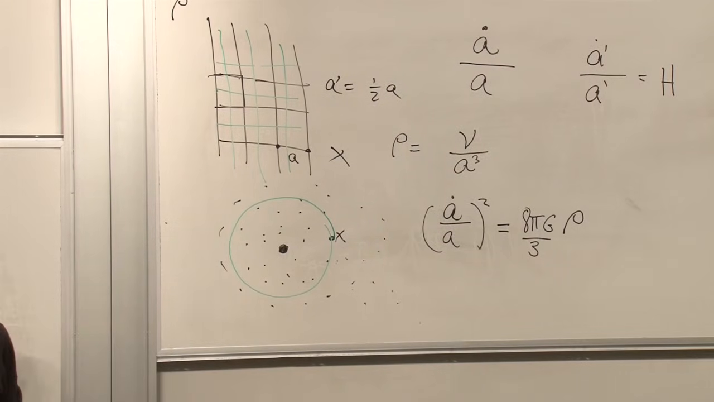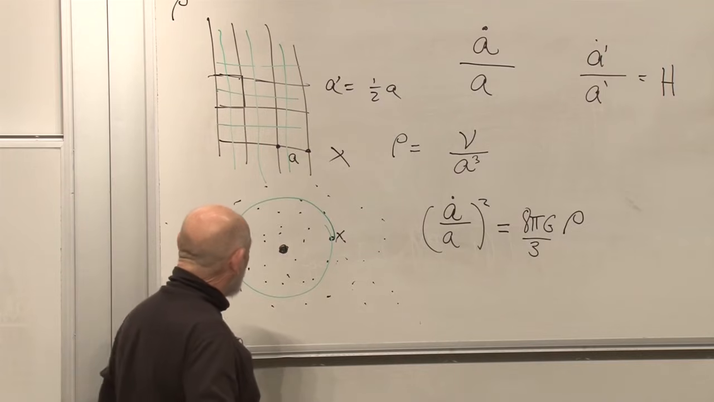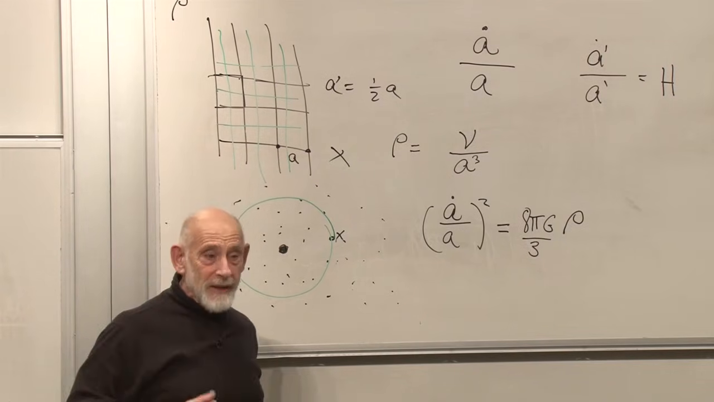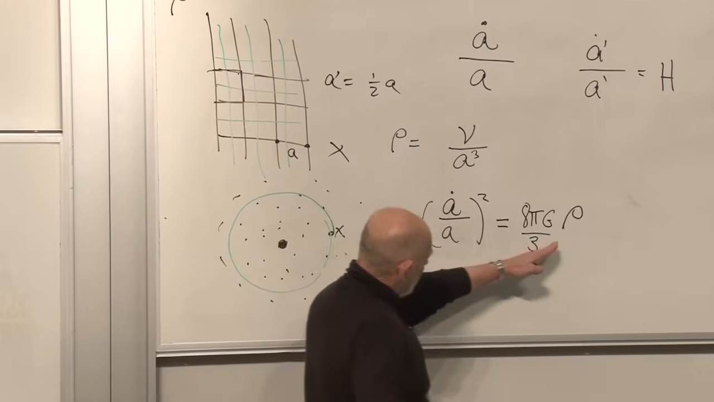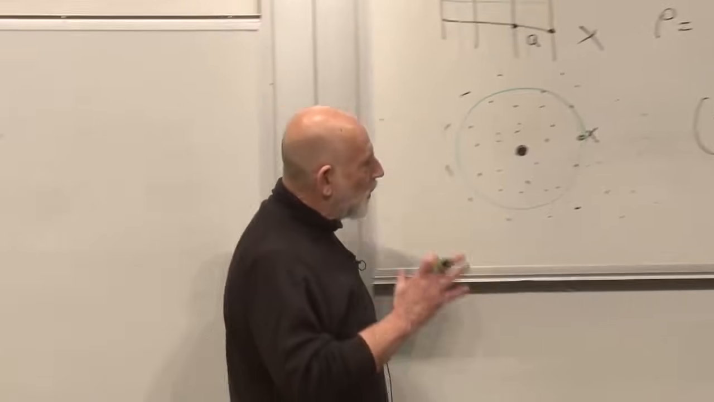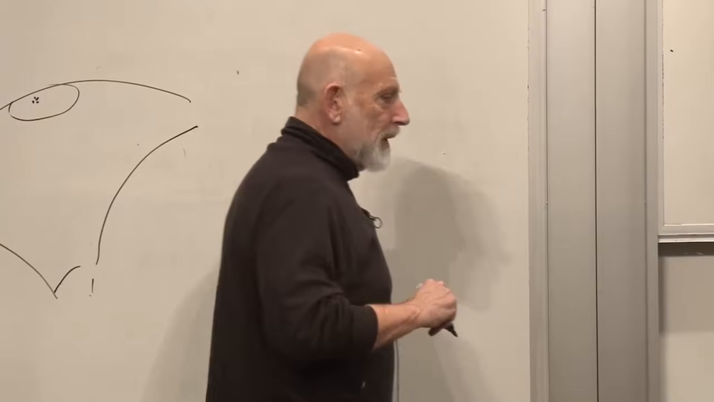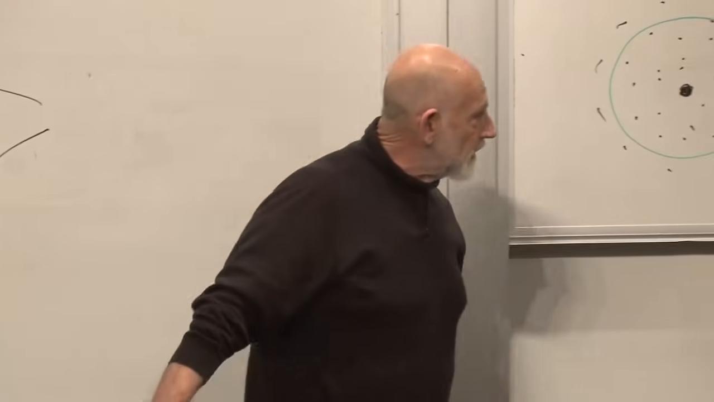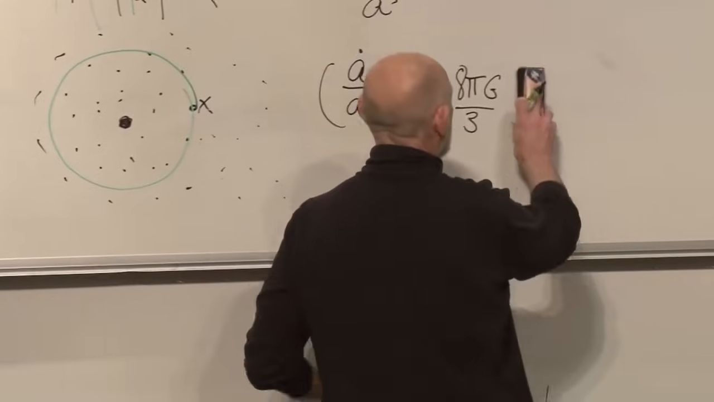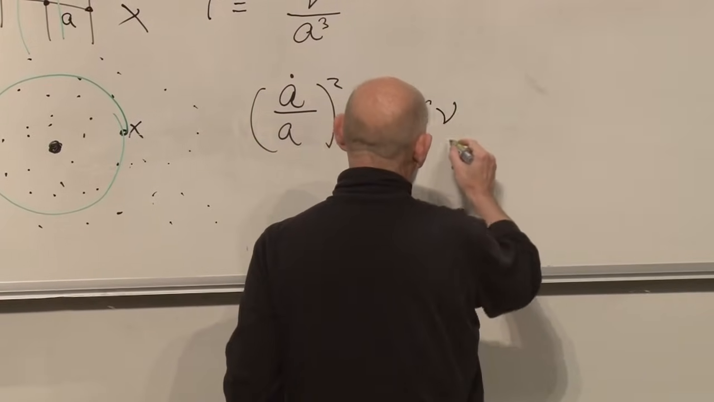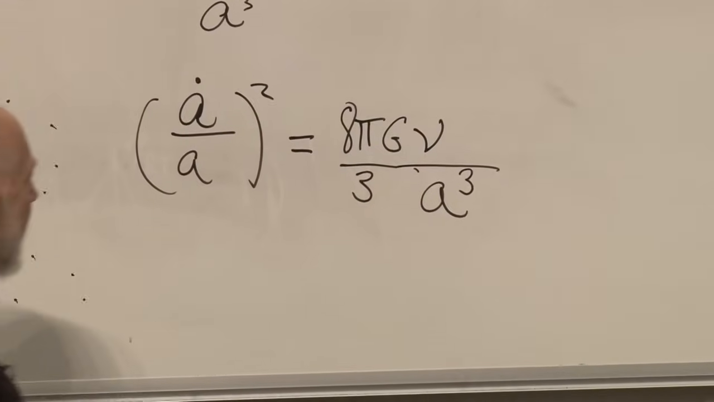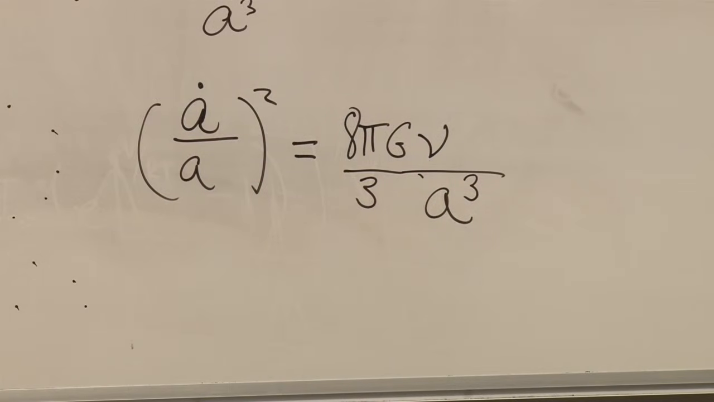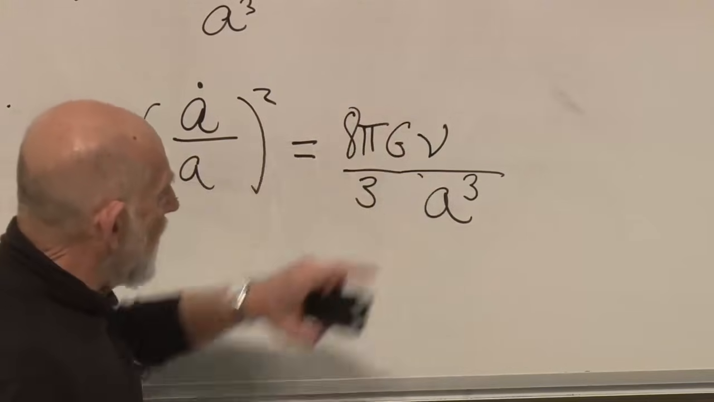What is its numerical value? I can't tell you what the numerical value is because that has to do with the exact grid that I use. If I change grids, I change nu. But in any case, once I've established all of the conventions, I can replace rho by nu divided by a cubed. Nu is a constant. It doesn't change with time. 8 is a constant, pi is a constant, 3 is a constant, G is a constant. All of this stuff here is just a numerical constant.